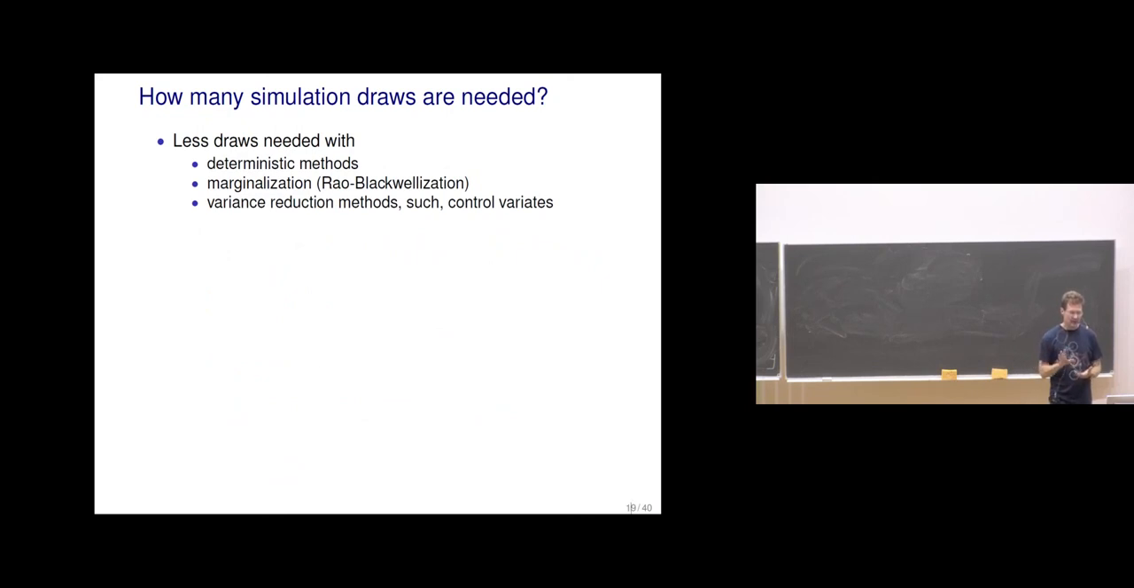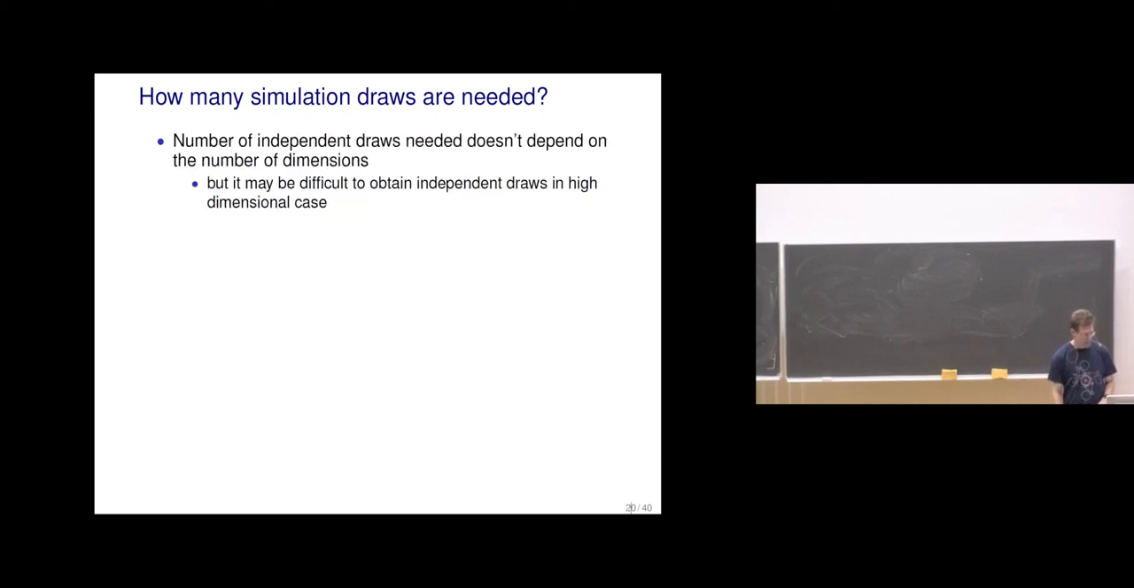And a reminder also that this was for independent Monte Carlo draws, so we need fewer draws when we are using deterministic methods, and they have other ways to compute these errors. We can sometimes do part of the integration analytically to improve accuracy. And then there are different variance reduction methods such as control variates, which are not discussed in this course, but possible. I did also mention already that the number of independent rows doesn't depend on the number of dimensions, but it may be difficult to obtain independent rows in the high dimensional case.